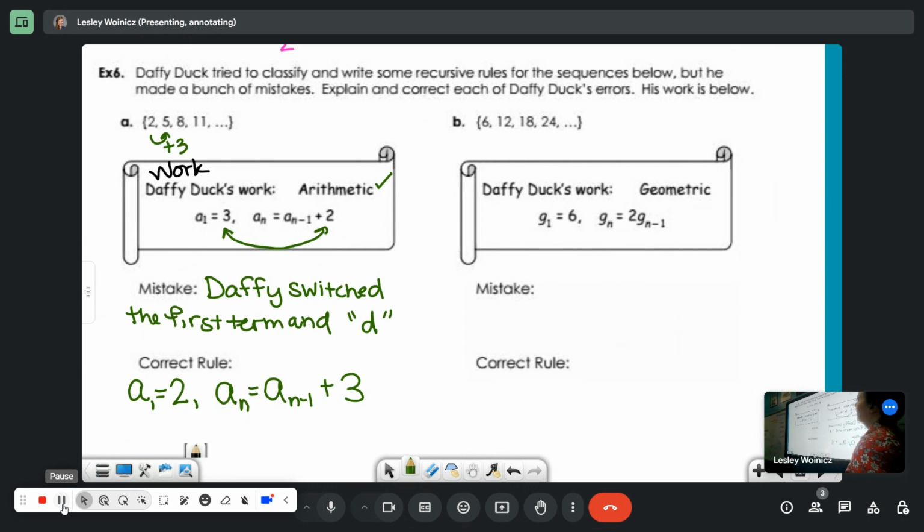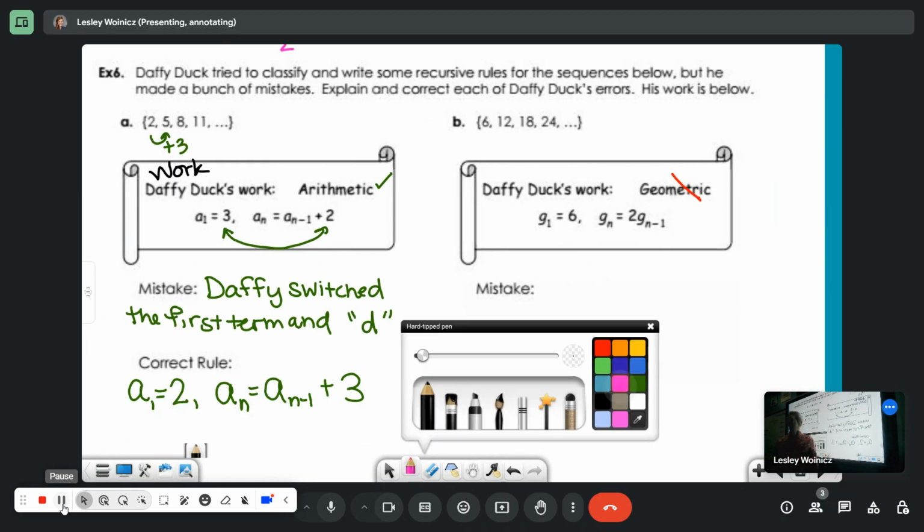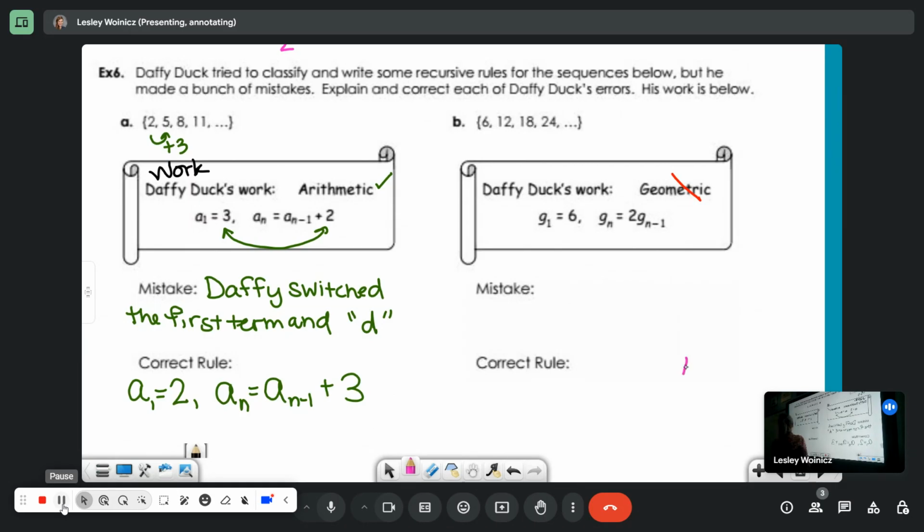All right, let's look at this one. What do you guys think? It's adding on top, but he shows geometric, which is multiplying. So he said it was geometric, but it's not. It's arithmetic. So we'll say that it's arithmetic.